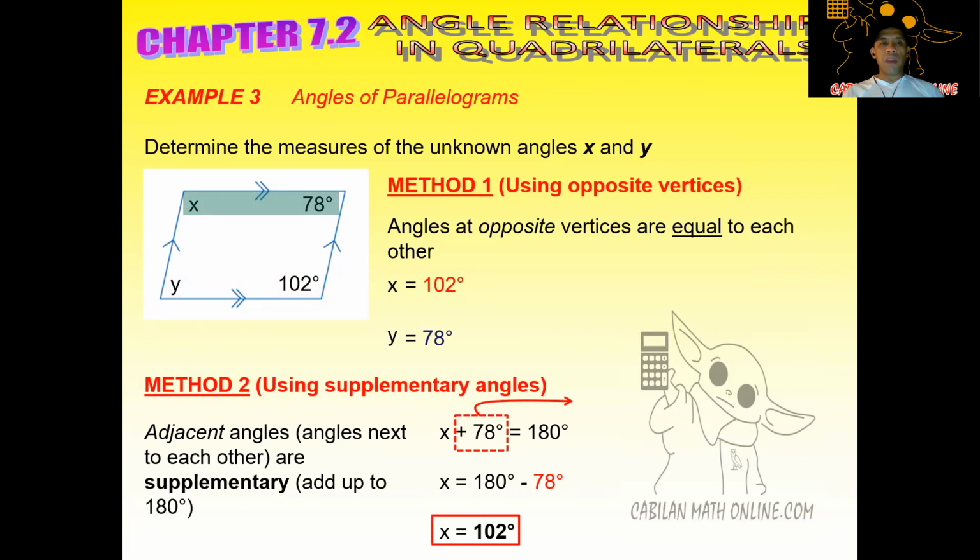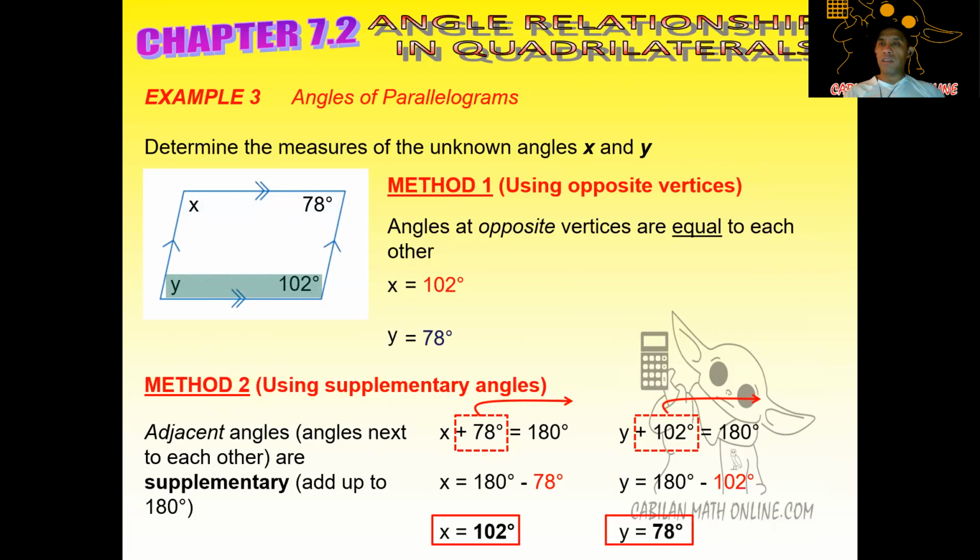And last but not least, we have angle y and 102 degrees. They would also form the C pattern. Then from there, you take the 102 degrees and subtract it from 180, and that would also give you the 78 degrees as required.